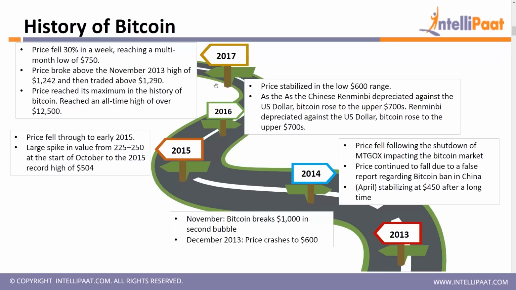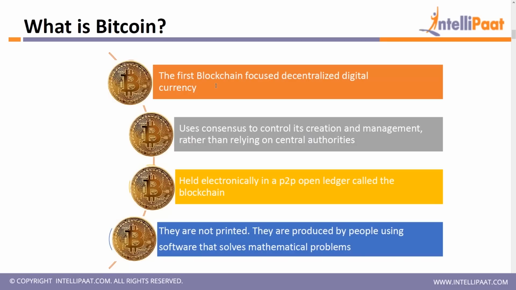In 2017, prices fell 30% in a week, reaching a multi-month low of $750 again, and prices broke above the November 2013 high of $1242 and then traded above $1290 again. That was again a good new high for Bitcoin. Price reached its maximum in the history of Bitcoin, an all-time high of $12,500 in 2017. So that was all about the history of Bitcoin, how it started moving in the market, how it captured the market, how it became popular, how it fell and rose in the market, and the values it attained during its whole history. Even these days, Bitcoin stands strong against the dollar.